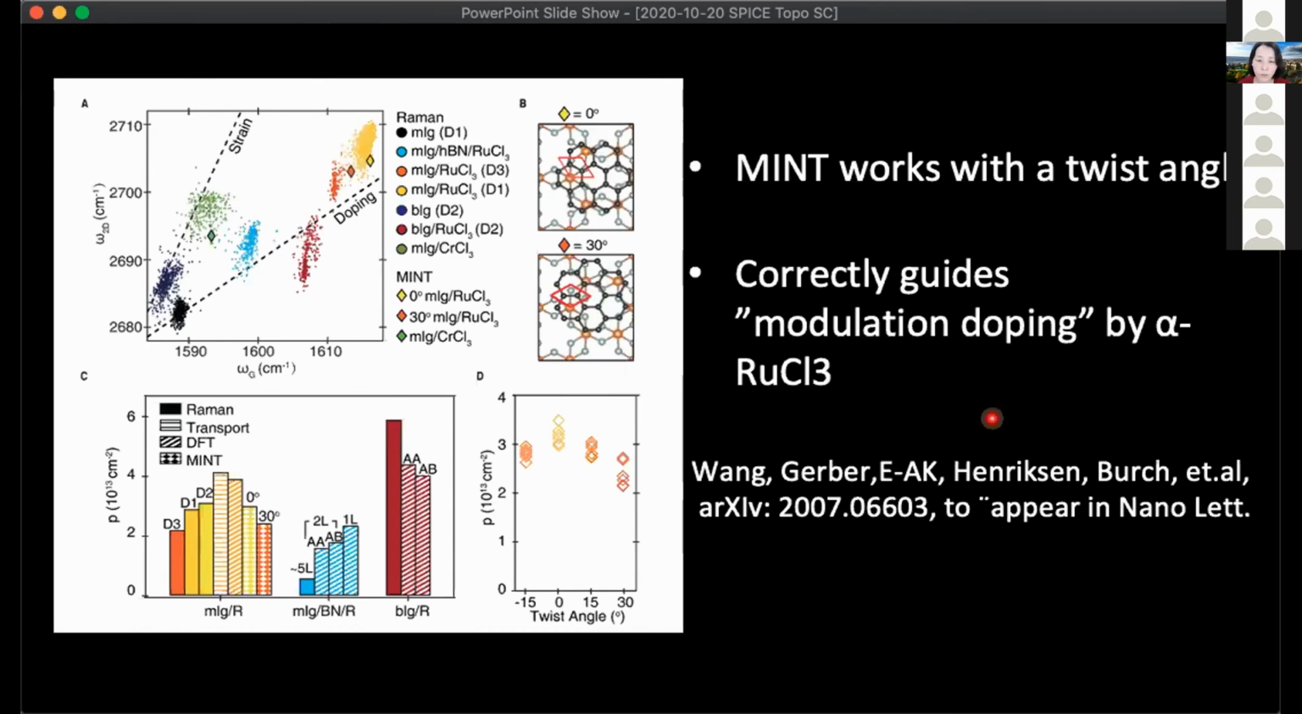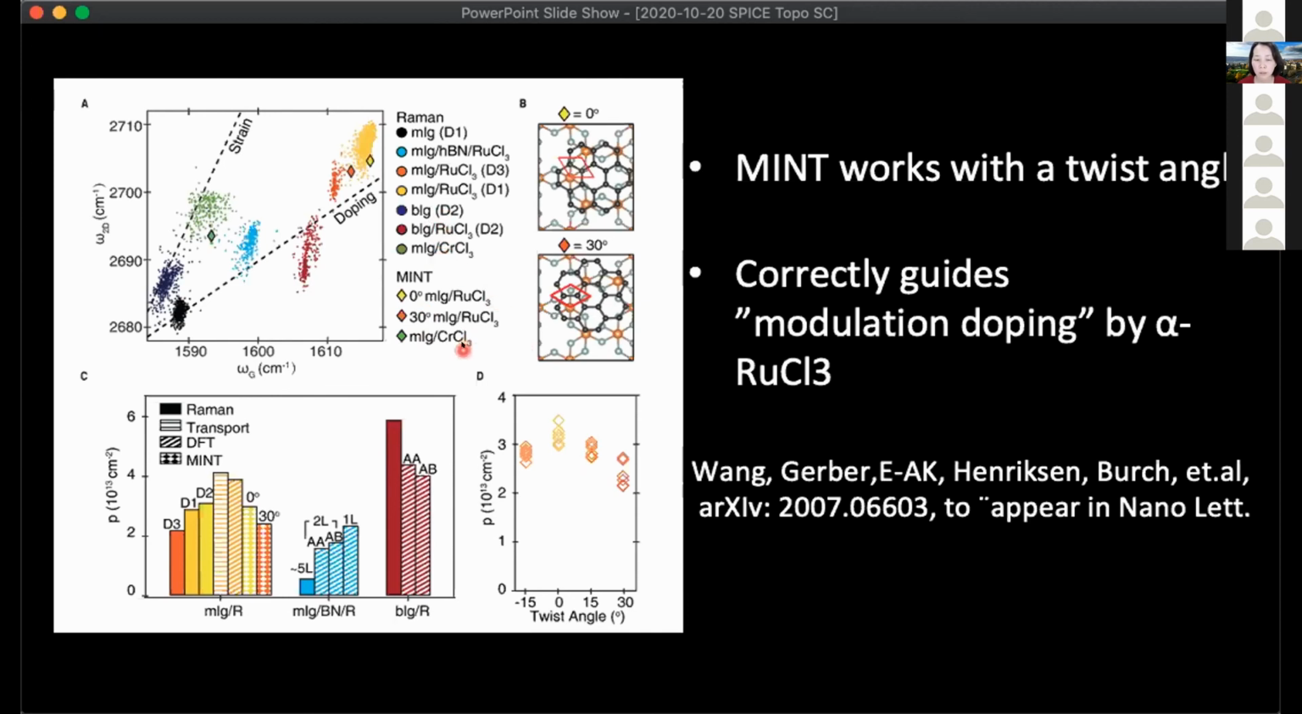Now, our referee said these are great ideas, but in reality, the complications of material will get in your way. So we've collaborated with the reality. We worked together with Eric Henriksen and Ken Burch, and what we found was that MINT predictions actually can predict accurately the doping that can be achieved using alpha ruthenium chloride as an acceptor. So alpha ruthenium chloride accepts electrons from many different van der Waals materials. Here we studied monolayer graphene, bilayer graphene, and we placed graphene at different angles on alpha ruthenium chloride and studied the twist angle dependence of the doping and the dependence on mono, bi, and other material.